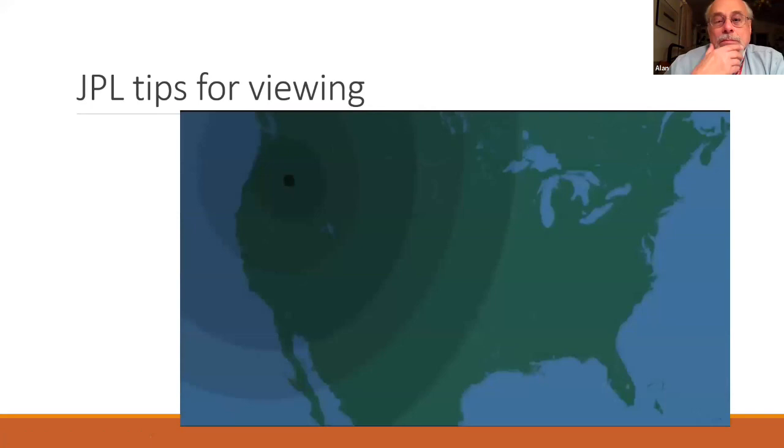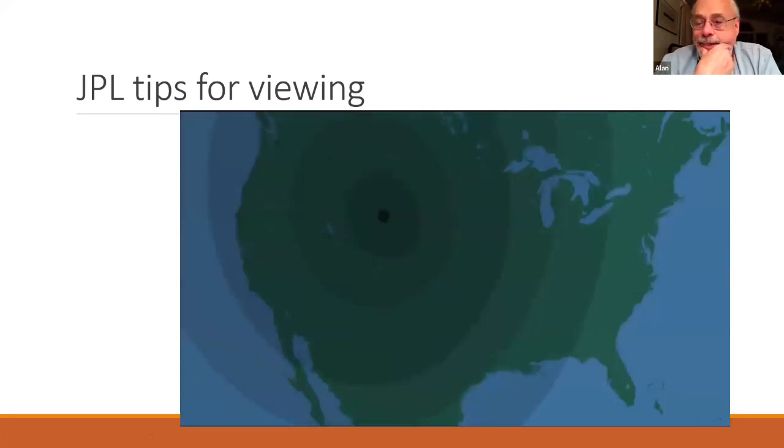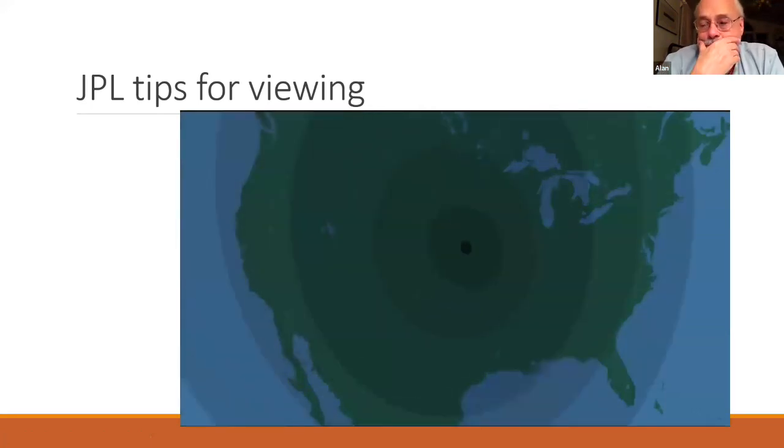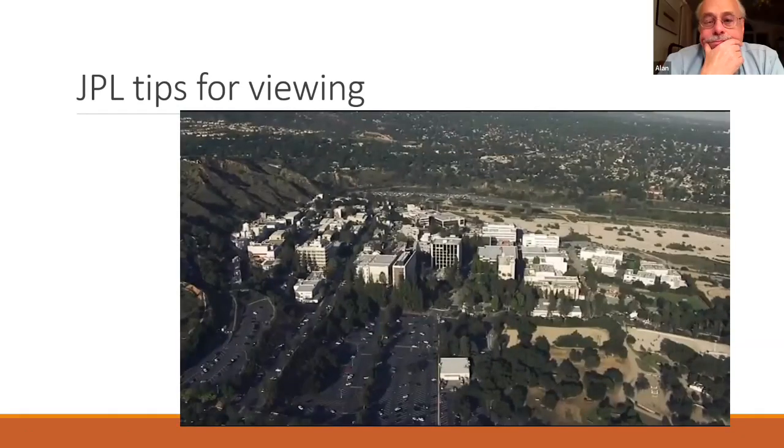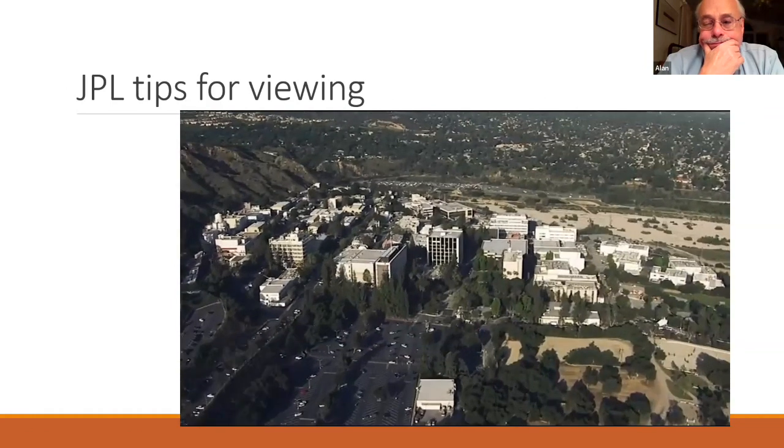August 21st, yes. Total solar eclipse traces a narrow path across the nation, though most of the U.S. will see a partial eclipse. Thank you very much, Alan. I've got to get going. Bye-bye. NASA's Jet Propulsion Laboratory in Pasadena, California.